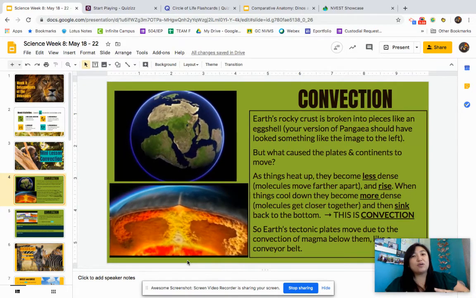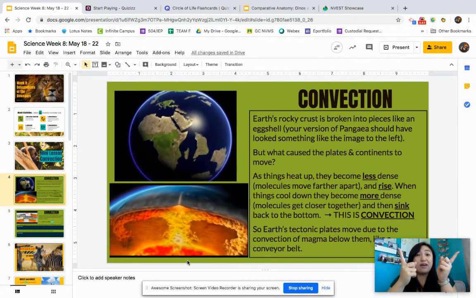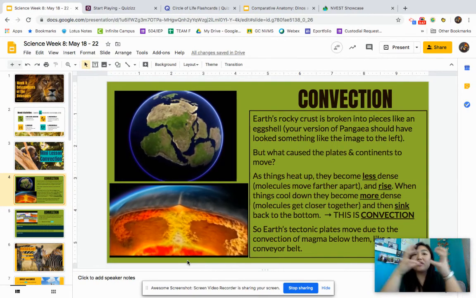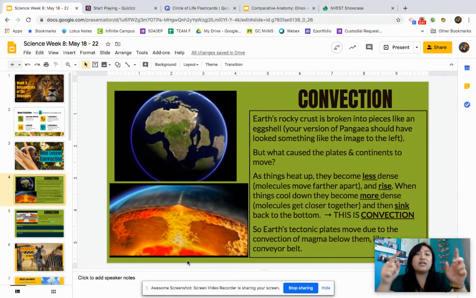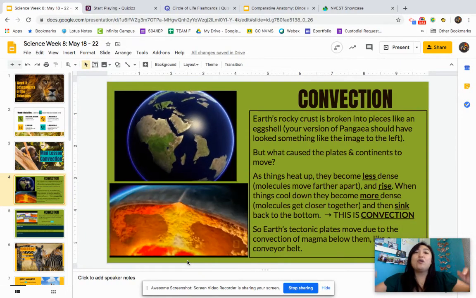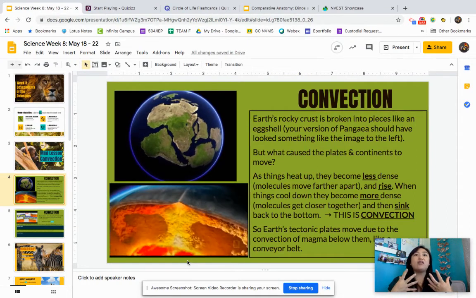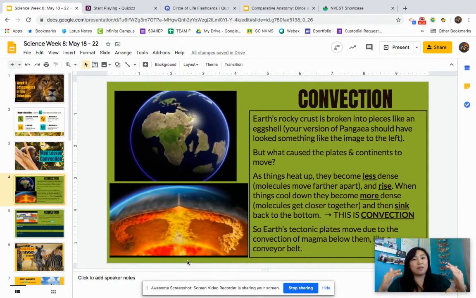And as it does so, once it hits the crust, it starts to cool down. So it's now far away from the core, so it starts to cool off, become more dense. Those molecules move closer together, so it becomes heavier than the magma around it, and so it starts to sink back down where it gets heated up by the core again and just continues this cycle. So it's like a giant conveyor belt that's going on underneath the Earth's surface, and these plates just move along top of that conveyor belt.